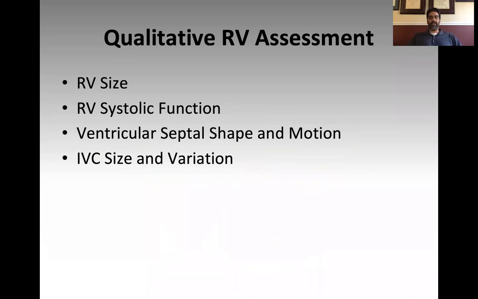We talked about the assessment of septal shape and septal motion. And finally, IVC size and IVC variability and how it relates to RV pressure dynamics.